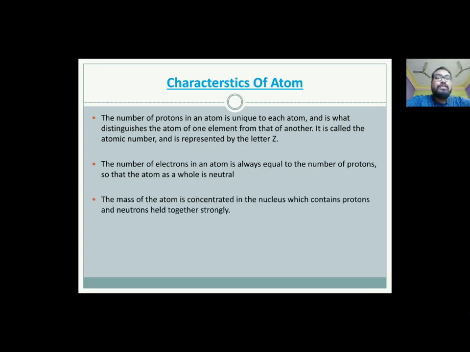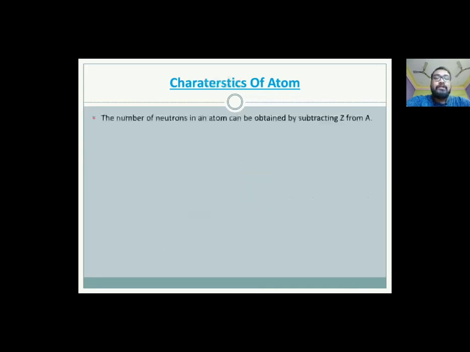Next, the mass of the atom is concentrated in the nucleus, which contains protons and neutrons held together. The total number of protons and neutrons in an atom is called the mass number and it is represented by the capital letter A. Next, the number of neutrons in an atom can be obtained by subtracting Z from A. Okay, I mentioned it earlier, right?